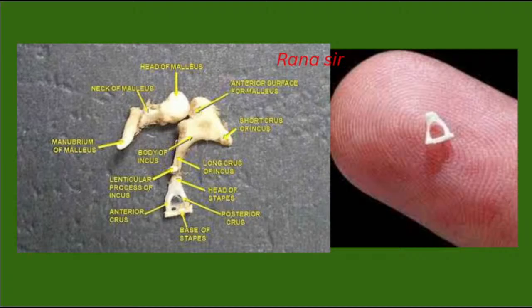First, this one is the head of the malleus and the neck of the malleus, and then this one is the figure of the stapes. This is the inner part of our ears, the smallest bone in our body.